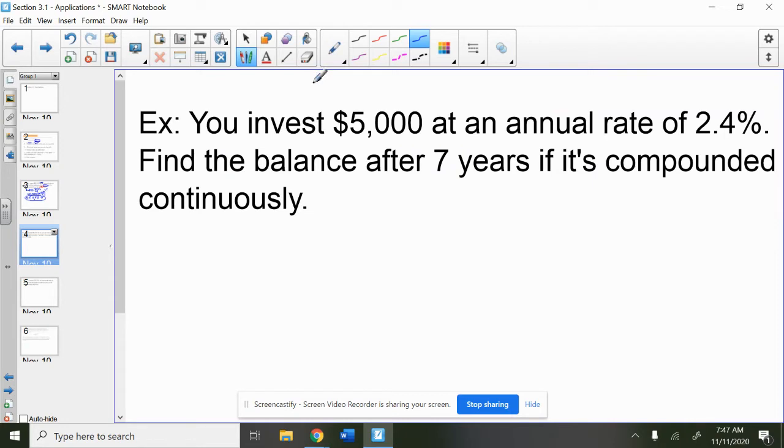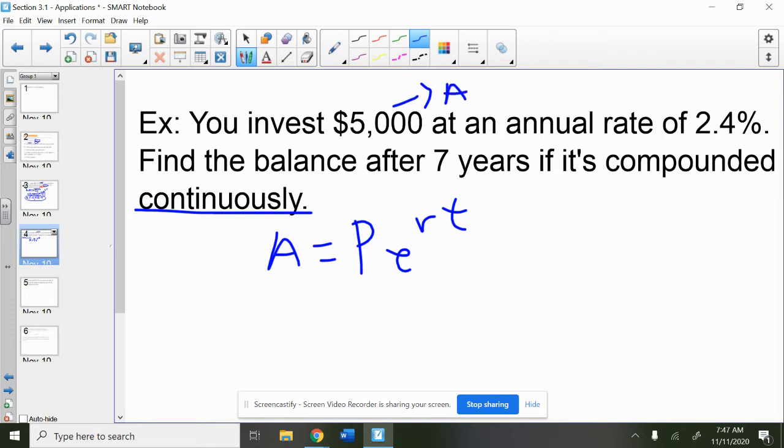Okay, you invest $5,000 at a rate of 2.4%. Find the balance after 7 years if it's compounded continuously. So right away you see continuously. That means you're going to use that PERT equation. So you invest $5,000. That tells you what your principal is, your P. So then A will equal 5,000.